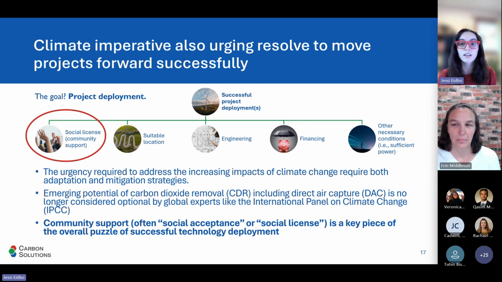You can have a DAC facility that operates with crazy efficiency and a streamlined route, but if you are trying to site that in a community that does not want that, your project is not likely to move forward. And that's true not just for DAC, right, but other technology solutions as well.